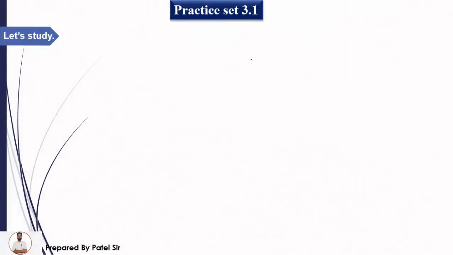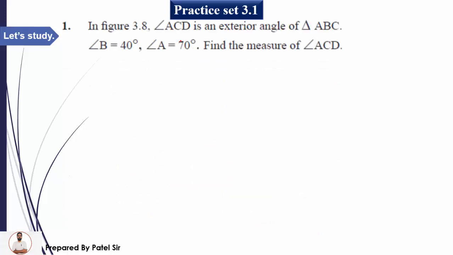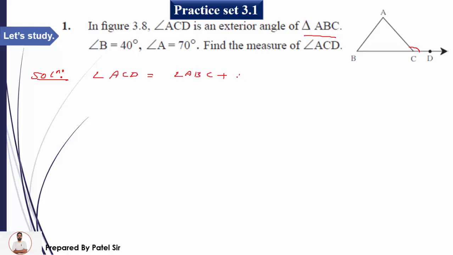So, practice set 3.1. Question number 1 is, this one is the given diagram A, B, C and D. Here ACD is the exterior angle. It is given that ACD is exterior. By the property of exterior angle, we know that angle ACD equals angle ABC plus angle CAB, by the theorem on exterior angle of a triangle. So here ACD we need to find out.